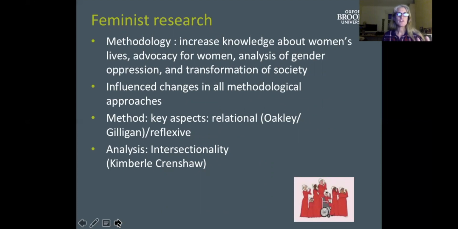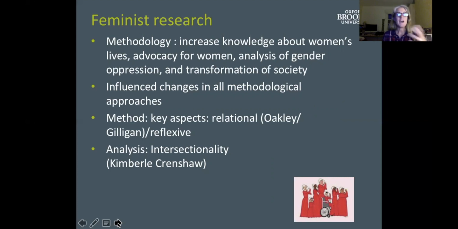My final slide looks very briefly at feminist research. There is a feminist methodology, which is important in itself, and it has several aims. The first is to increase knowledge about women's lives, which was previously absent in research. For example, in children's nursing, we learn about cognitive development with Piaget's theory, and Piaget's work was all done with male students. Girls were not considered, or if they were, were presumed to be the same as boys.